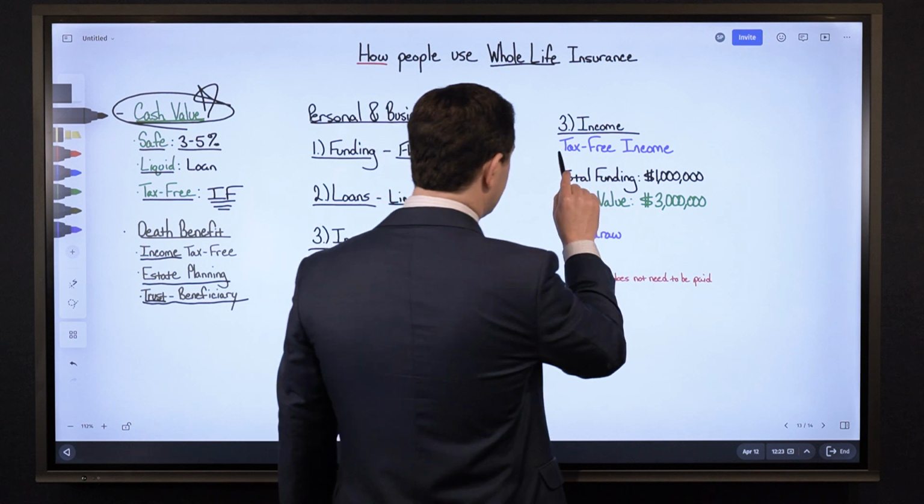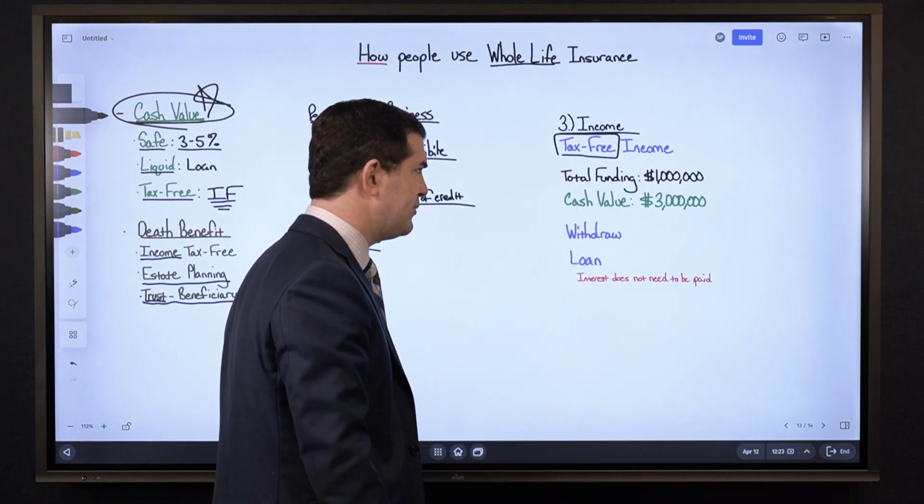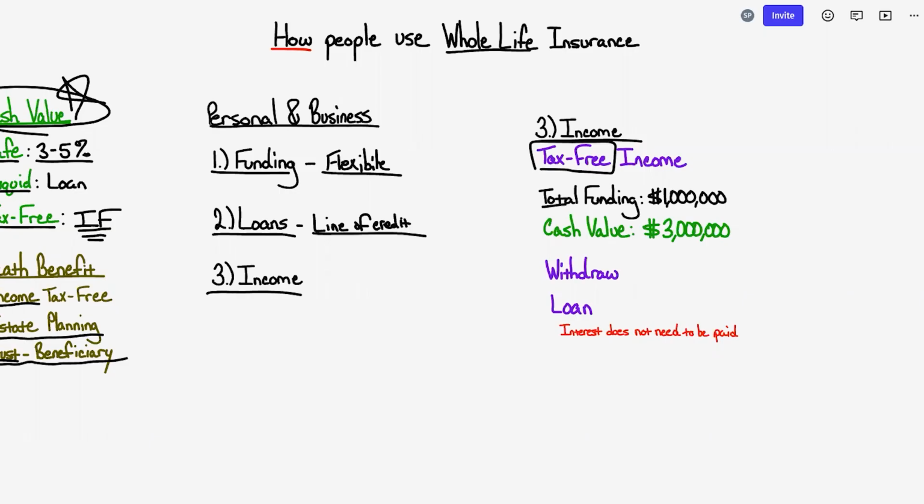And here's the sizzle word. If you do everything right, I can access those funds completely tax-free. So for example, let's say your total funding is $1 million. Another word for total funding is cost basis. That's the total dollar amount you've paid into the policy. We'll assume your cash value over time has appreciated to $3 million.